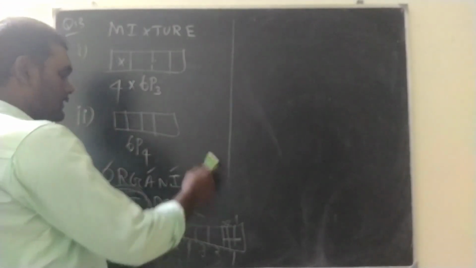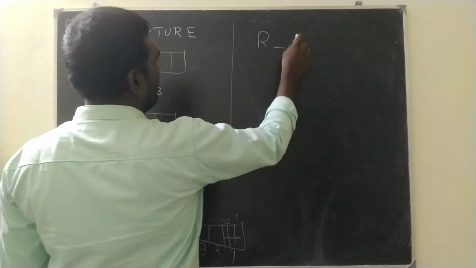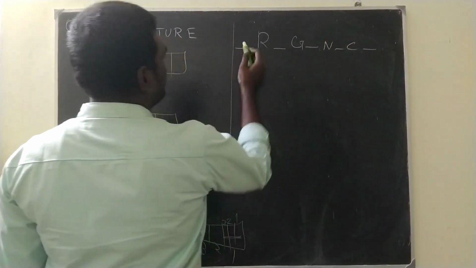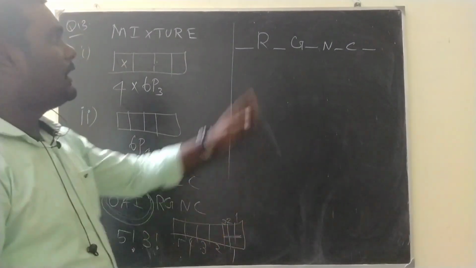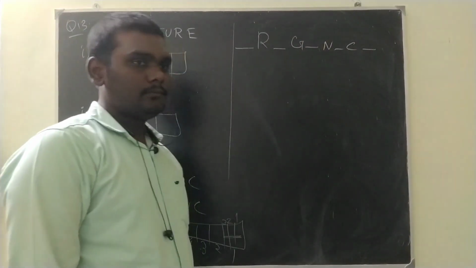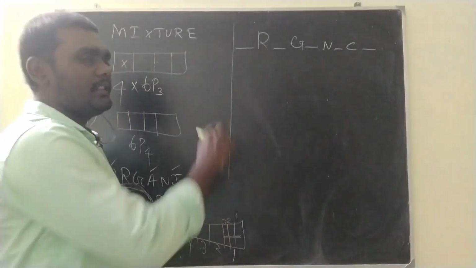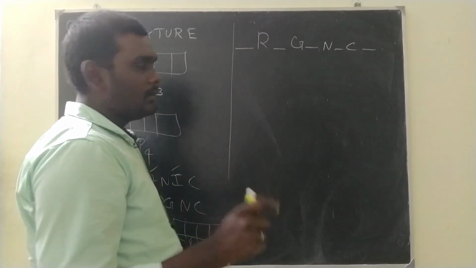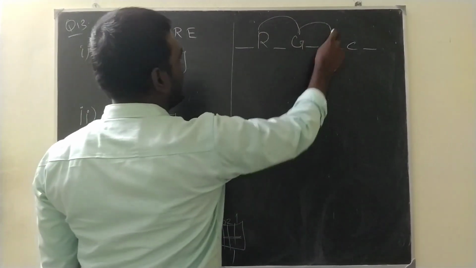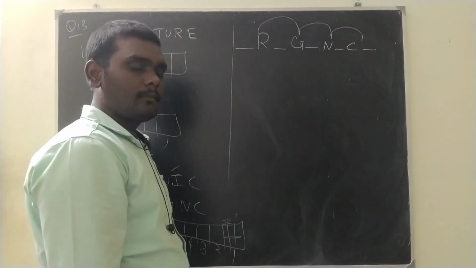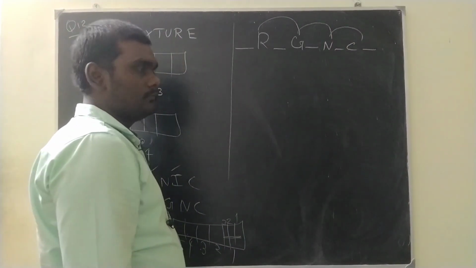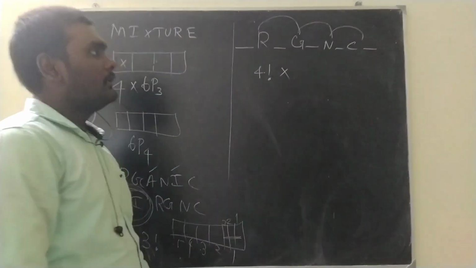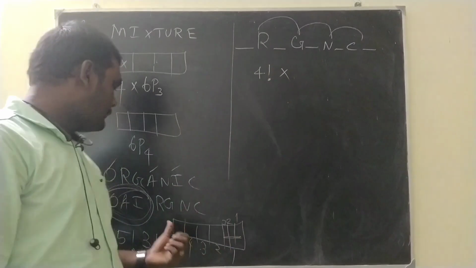Now write the consonants alone. R dash G dash N dash C. Front also can be allotted, back also can be allotted. Okay. How many ways, if this arrangement has been done means no two vowels will come together. Okay. How many ways this R, G, N, C can be allotted? 4 factorial ways. Into, after arranging this 4, we have how many vowels?